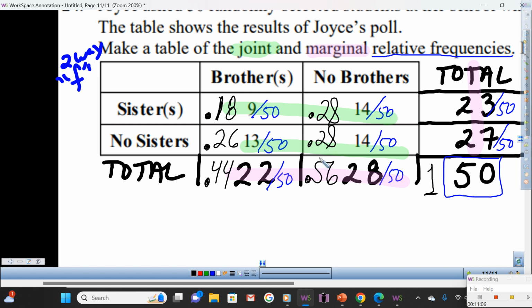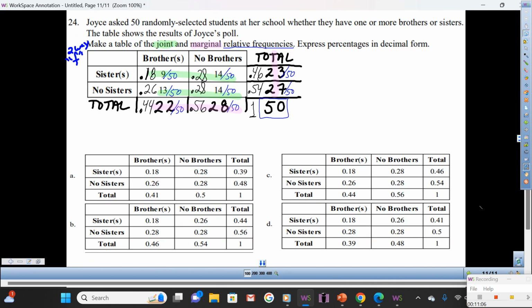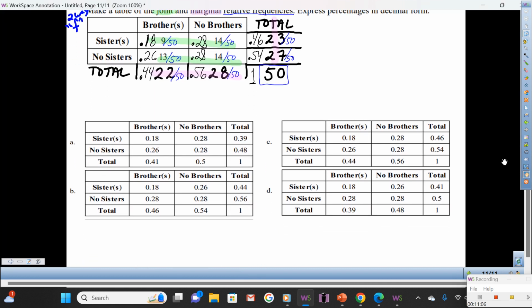All right, let's add these totals. 0.18 plus 0.28, that's 0.46. And 0.26 and 0.28, that's 0.54. Let's see, what's 0.46 plus 0.54, is that 1? Yes. All right, let's match it to our possible answers. Let's start with the margins. 0.46, 0.54. 0.46, 0.54, yes. No. No. No. Correct answer? C.